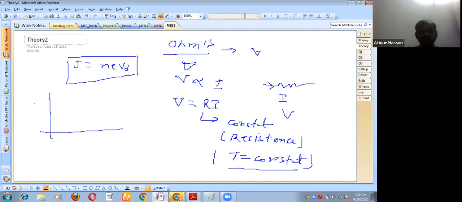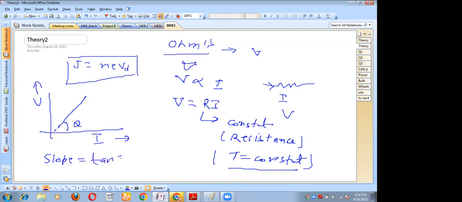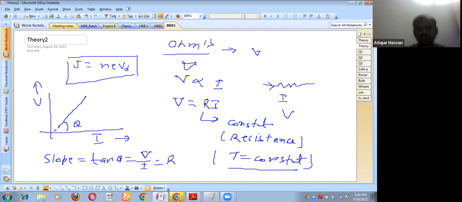If you draw the graph between V and I, we know that the graph is a straight line, since V is proportional to I. If it is making angle theta with the current axis, we know that the slope of the curve is equal to tan theta, which is V upon I. So it will also give you resistance. So the slope of the voltage versus current curve will give you resistance, right? This is the basic idea of Ohm's law.